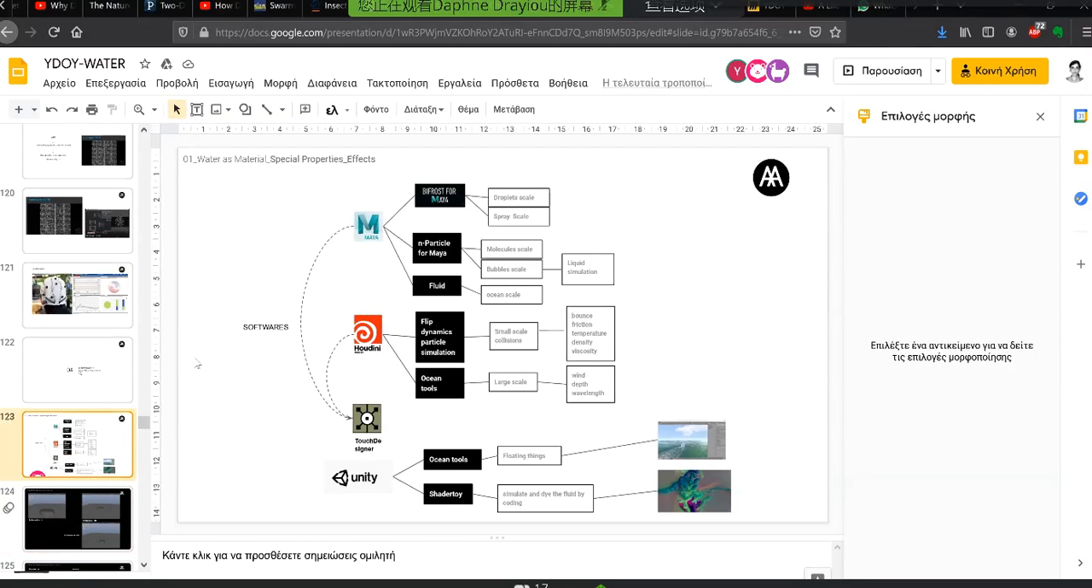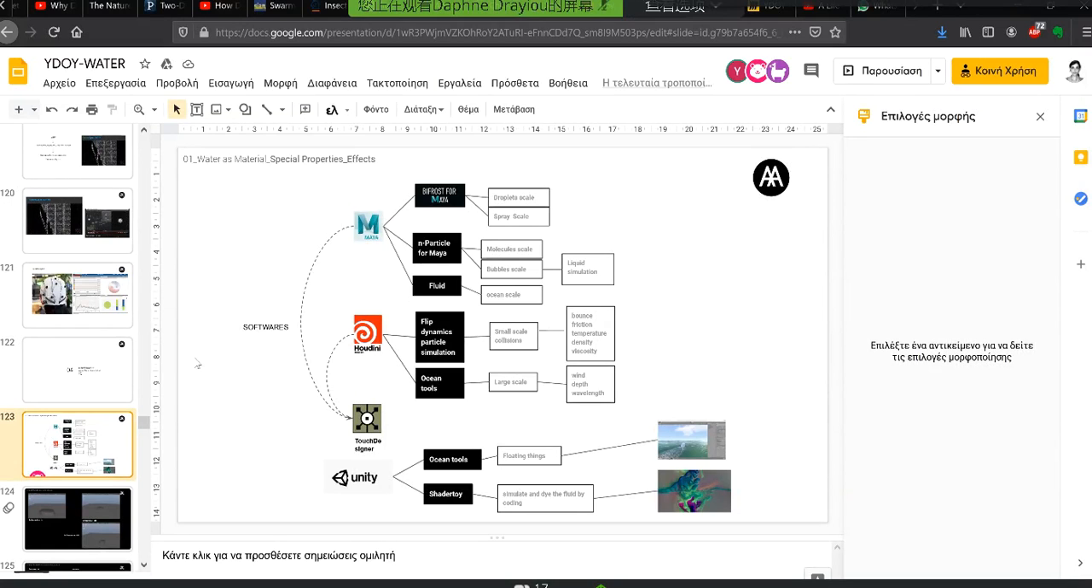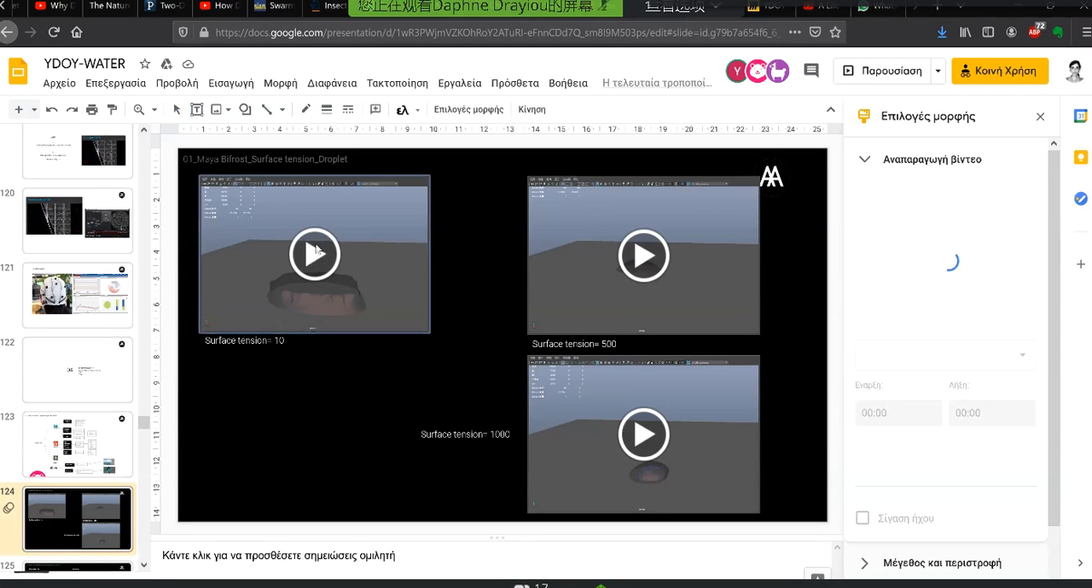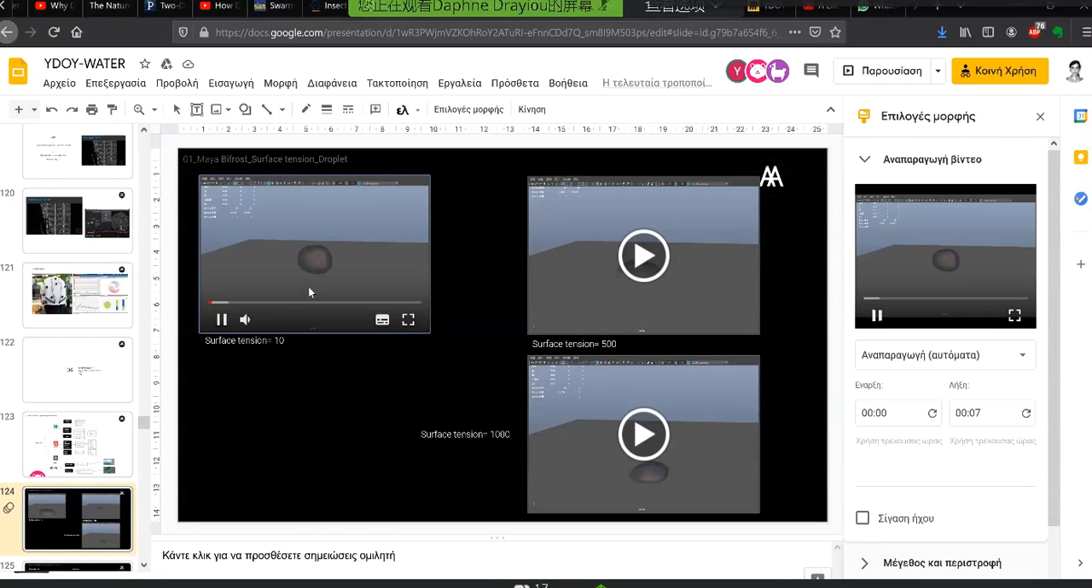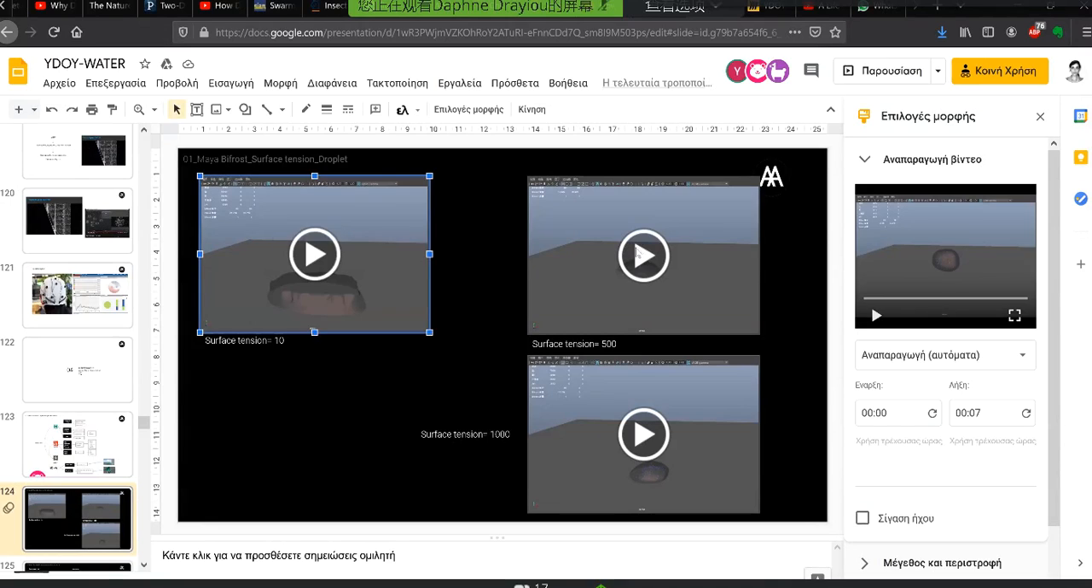But it was obvious that Houdini was offering much more. It was much more powerful regarding the particle population, so we were able to experiment with bigger scales. We started exploring different scales, like a simulation of a drop in Maya.